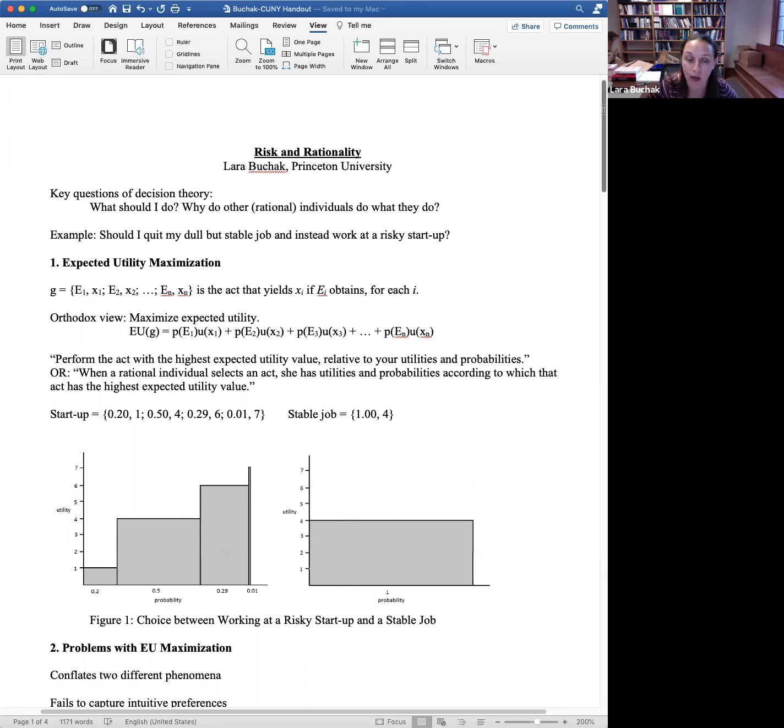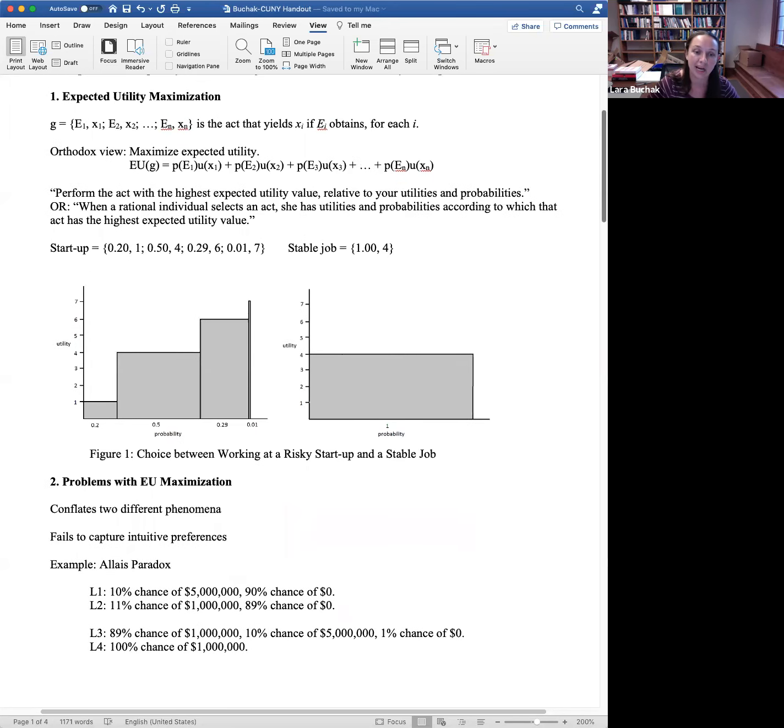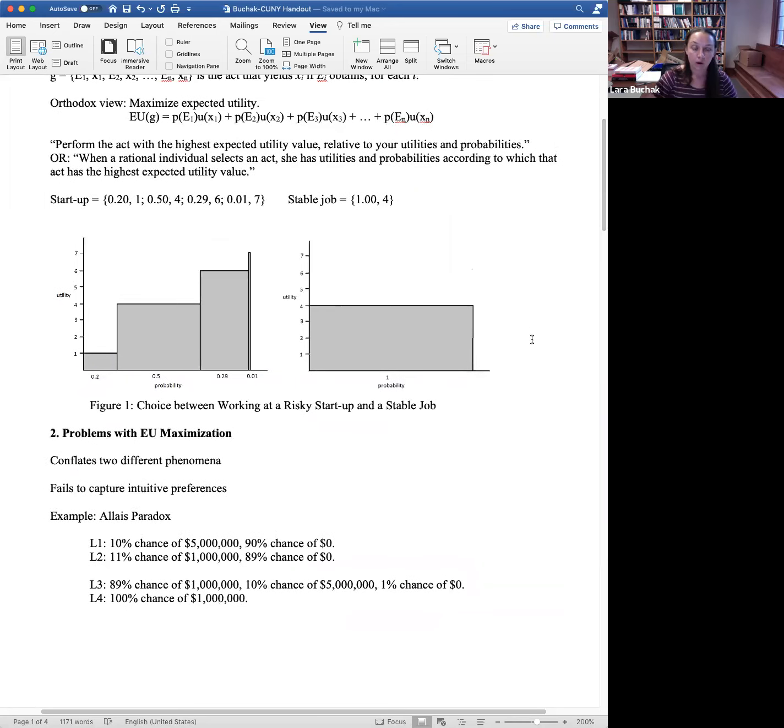However, there are some problems that many people have identified. I'm not the first to identify these problems. The first problem is that, according to expected utility maximization, you can have any preferences you want as long as they satisfy the axioms or as long as you maximize expected utility. That means that if you're risk averse in a certain sense, we still can capture you by an expected utility function.